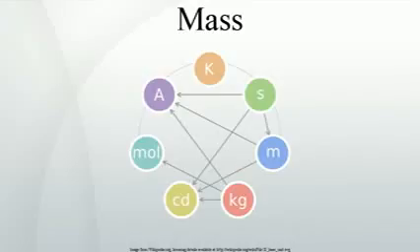Mass. In physics, mass is a property of a physical body which determines the body's resistance to being accelerated by a force and the strength of its mutual gravitational attraction with other bodies. The SI unit of mass is the kilogram.